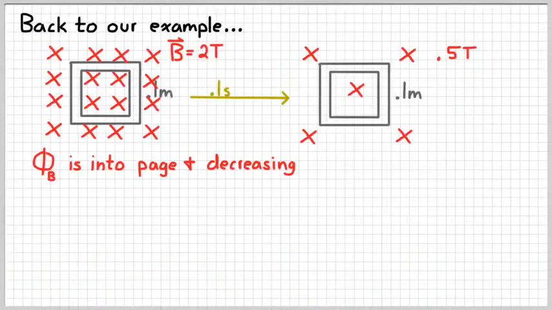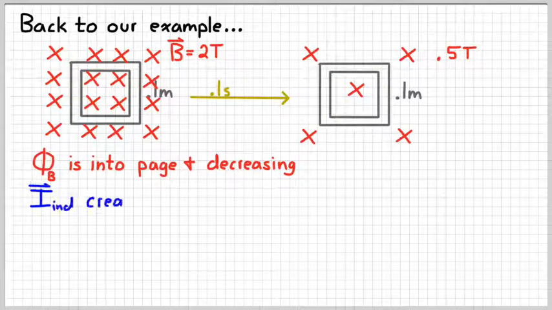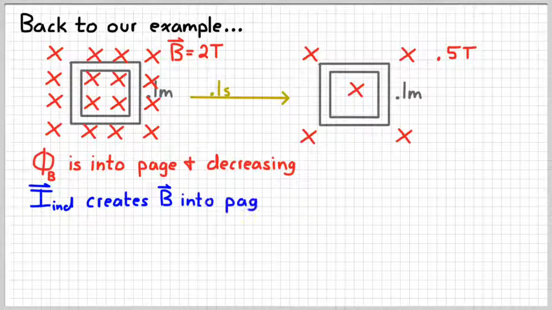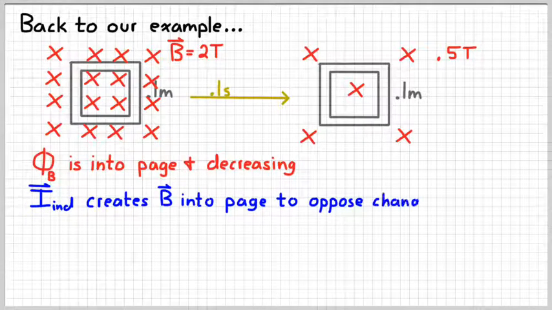So let's look back to our example that we were working on just a second ago, where we have a magnetic flux directed into the page, but this time it's decreasing. We go from a lot of X's inside the loop to just a few X's inside the loop. In order to counteract that, the induced current is going to create a magnetic field going into the page to oppose the change. It's going to try to keep the number of X's the same, basically. And so the induced magnetic field is into the page.